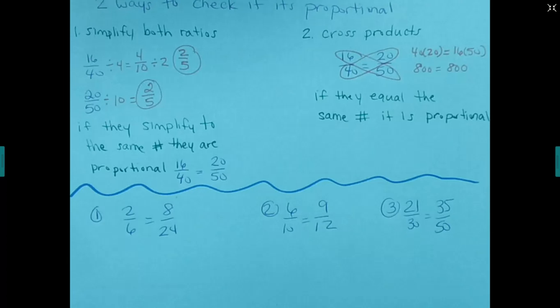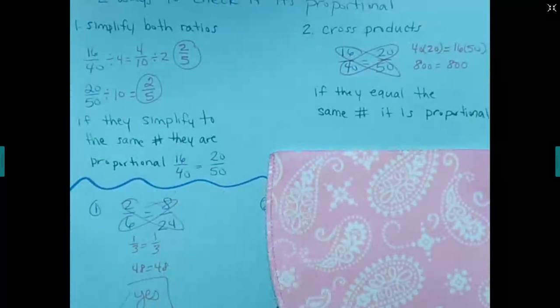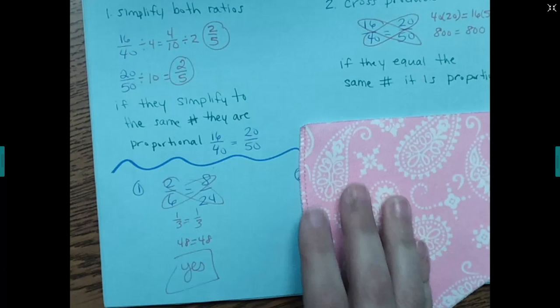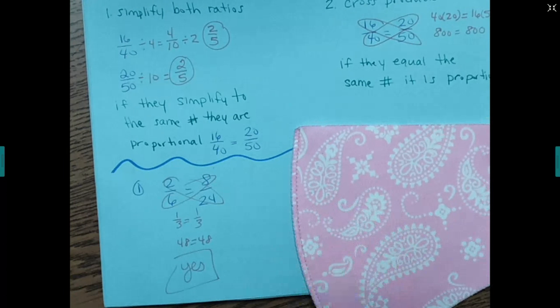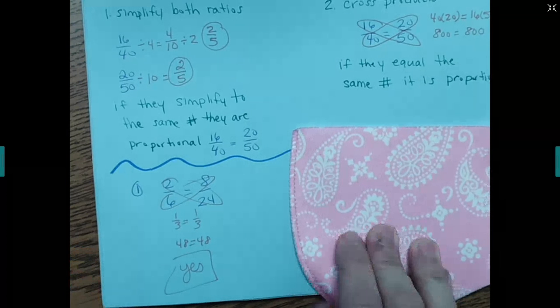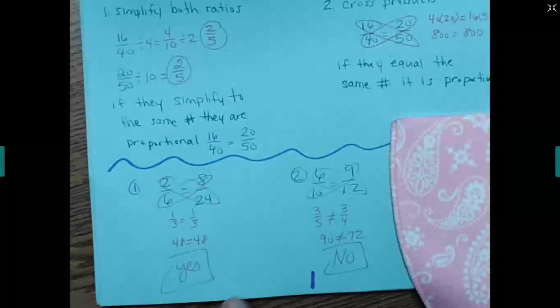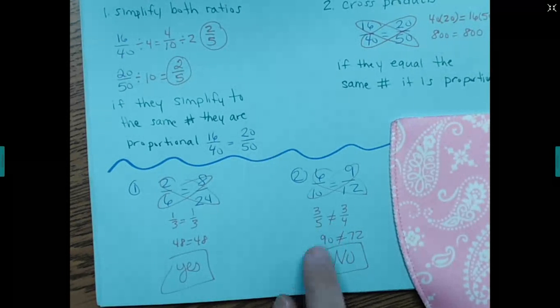All right, let's see. 87% of people on the first one got it correct. It was yes. I did both ways. You could see they simplified to 1/3, or they both multiplied to 48. So very good. Okay, the next one, it's about 80%, 10 out of 12 people. I don't know where everybody else was. It was no. I simplified and I got 3/5 and 3/4. I also cross multiplied and I got 90 and 72. So that one was no.